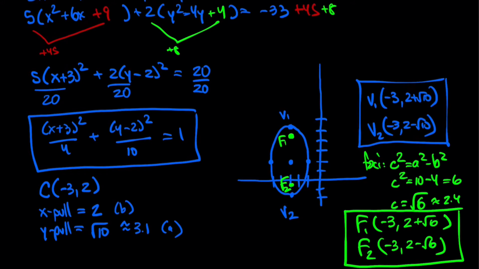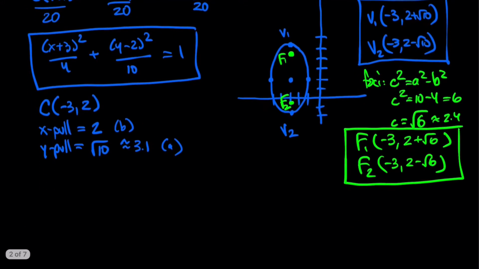There are your coordinates of the foci. Last thing we'll do is get eccentricity. Eccentricity, if you remember, is c over a. C is square root 6. A is square root 10. I would throw that into the calculator, and I got 0.775 to the nearest thousandth.